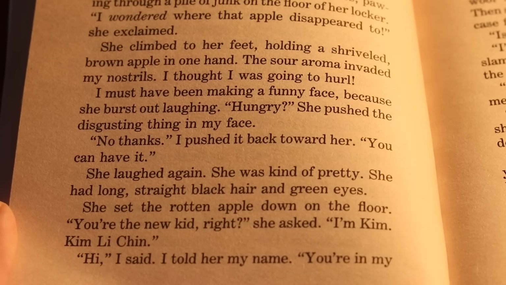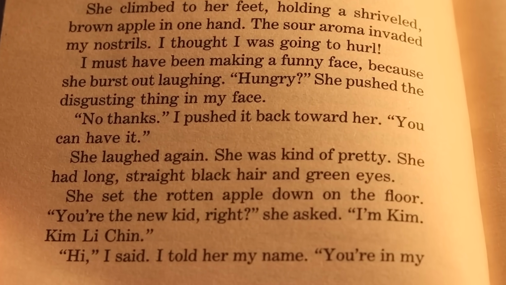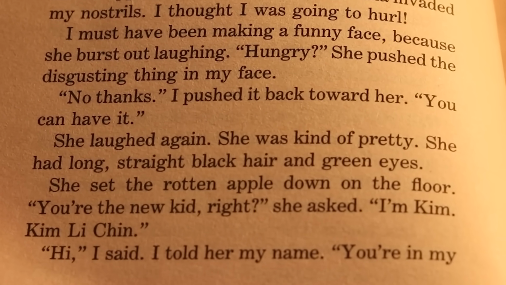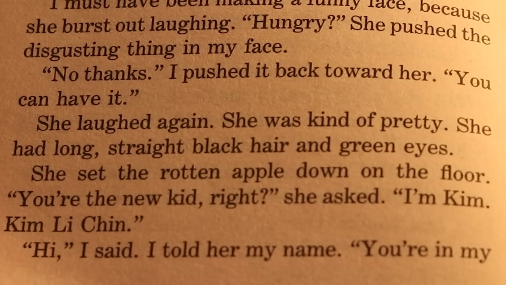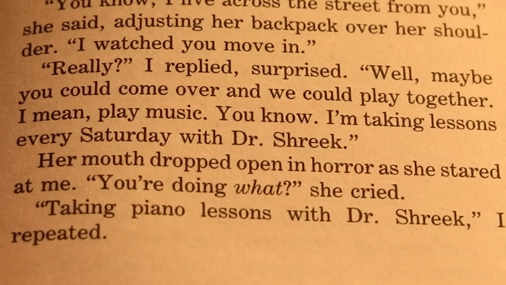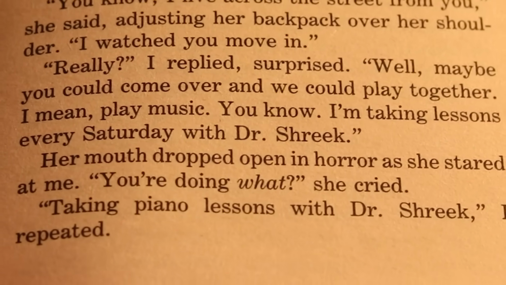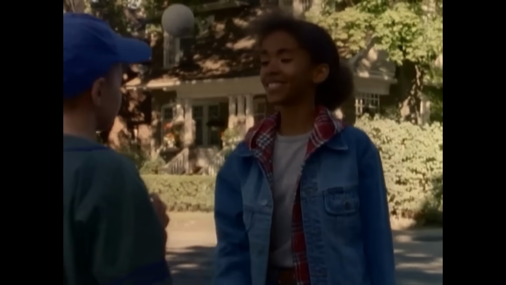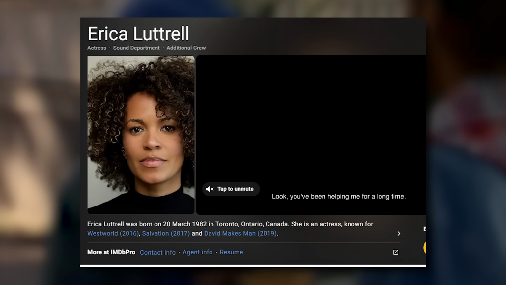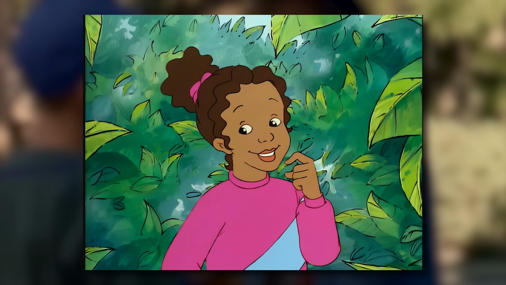The only other glimpse we get into Jerry's life is a couple pages of him making new friends at school, specifically a girl named Kim. Kim flirts with Jerry for a page or two, but when she hears he's taking piano lessons at the Shriek School, she flips out and runs away. Hard to tell if this is a Riz problem or not. Kim makes a quick appearance in the episode, but she's a lot more laid back. Fun fact, she's played by Erica Luttrell, who also voiced Keisha in Magic School Bus.